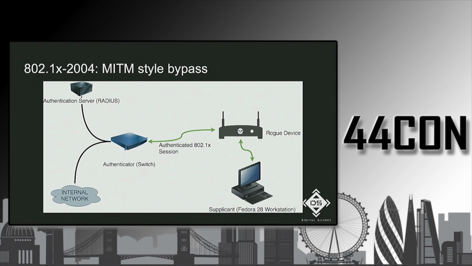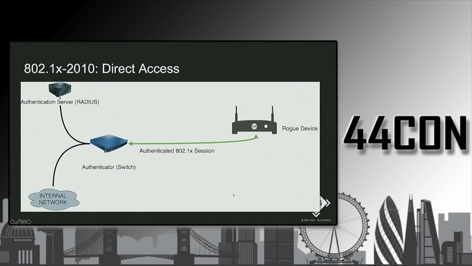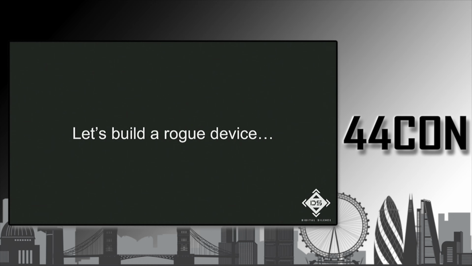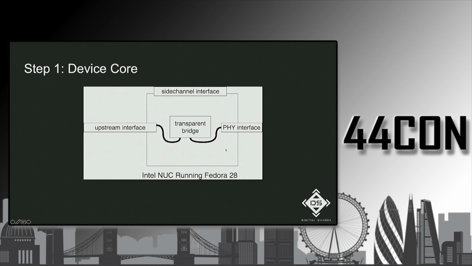With that said, if we look at 802.1x-2004, the bypasses that affect that take kind of a man-in-the-middle style approach. You see we're inserting the device directly between the authenticator and the supplicant. In this case, we can't really do that, so we're going to be basically coming up with a way of stealing credentials so we can authenticate directly with the switch. So let's talk about how we build a rogue device to do that.